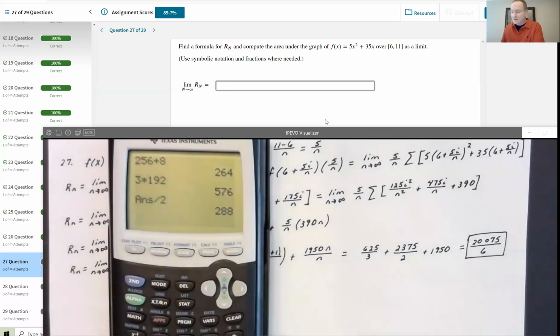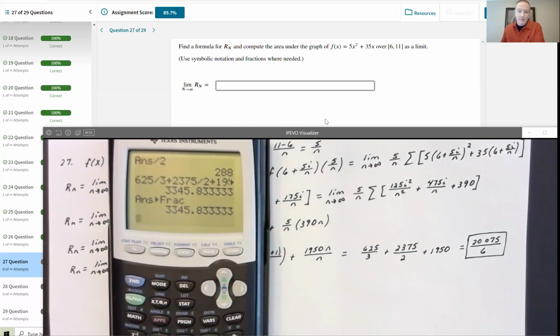Actually, when I did this, my calculator would not do the fraction for me. Notice if I try to add these together, 2375 over 2 plus 1950, my calculator wouldn't give me the fraction. I hit the math, enter, and it's like leaving it as a decimal. Achieve doesn't want the decimal. You quickly realize, well, it's just a fraction with a 6 in the denominator.